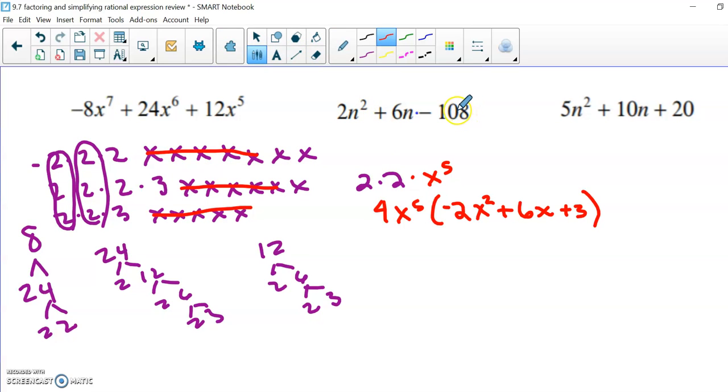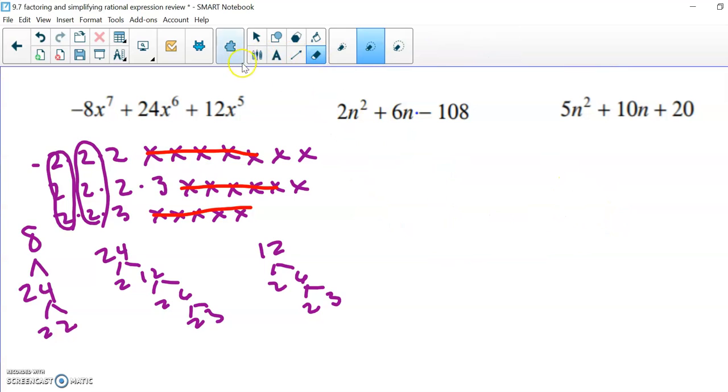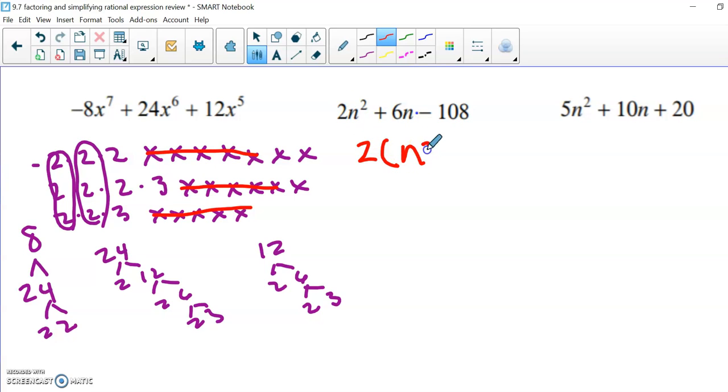2n squared, 6n, and 108. I think you could probably look at that and say, it looks like 2 is going to go into all of those evenly. So I'm going to factor out a 2. This one has 2 n's, this has 1 n, this has no n. So it doesn't look like we're allowed to take an n out. I'm going to take a 2 out. That's going to leave me with n squared. I'm going to take 2 out of the 6. So 6 divided by 2 is going to give me 3, and the n stays in. Negative 108 divided by 2 gives me negative 54.